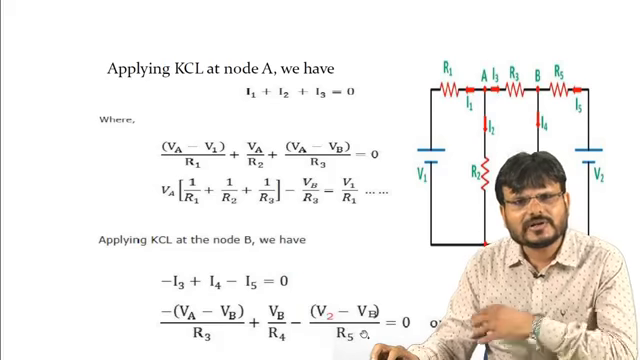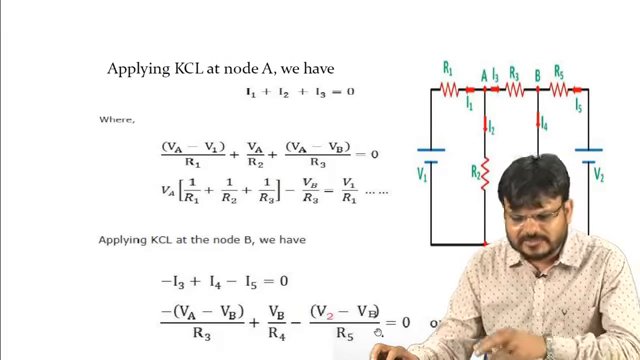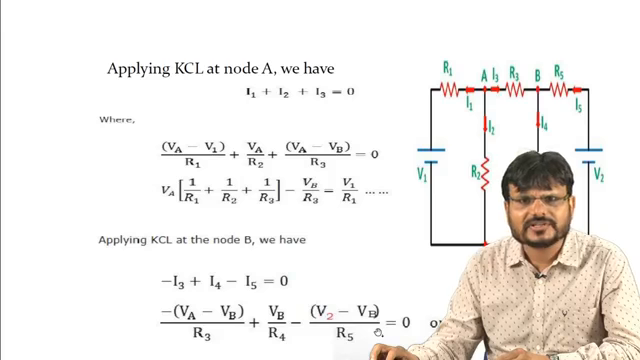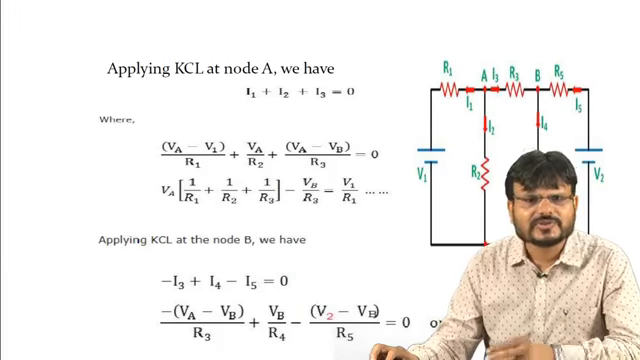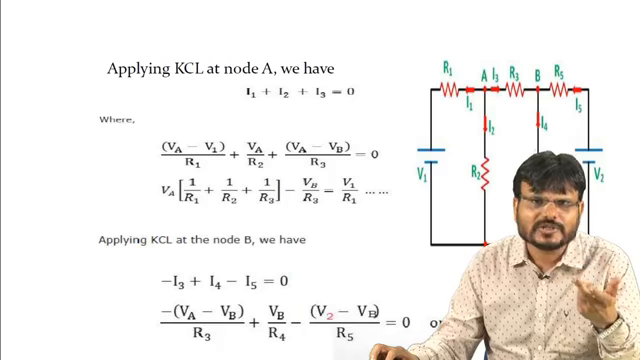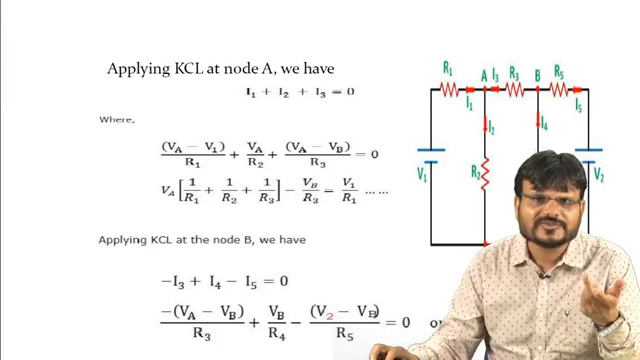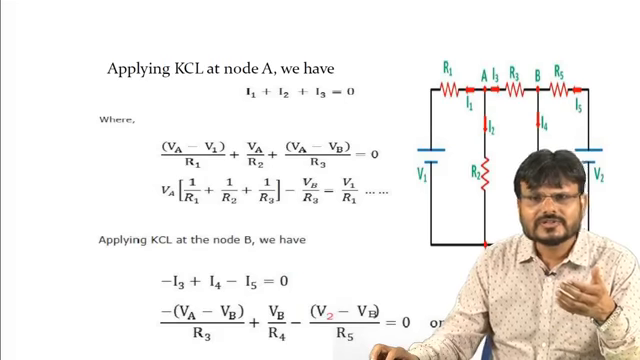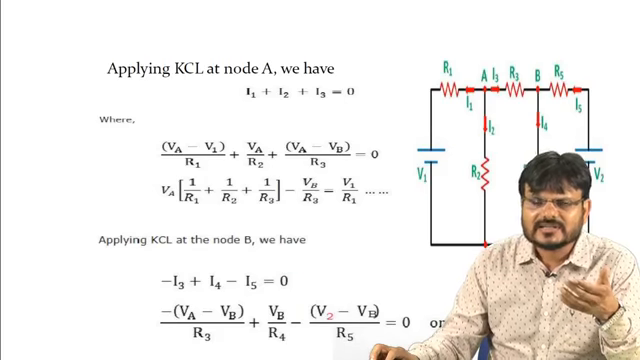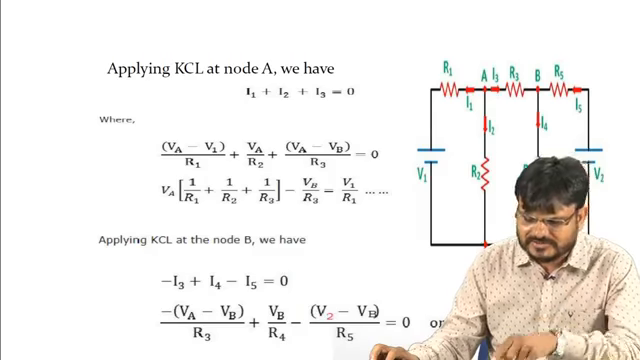Now you have two equations, and after solving these two equations you can easily find the values of VA and VB, because you have two equations and two unknown values. So this is how you can apply the node analysis method in any particular circuit.